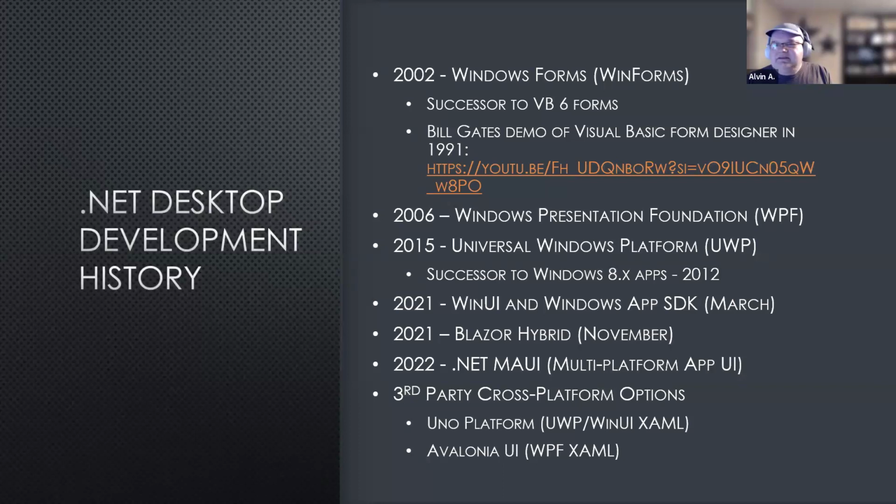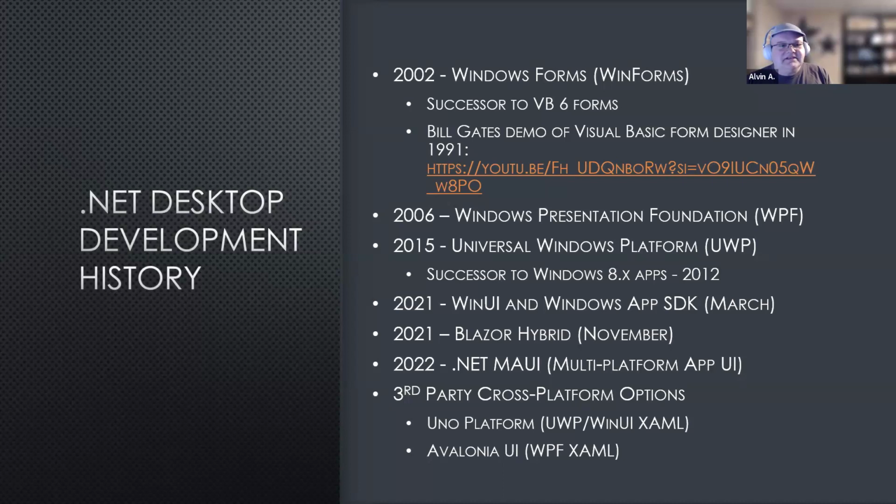Next was 2021. We had a couple of things come out. Early that year, there was WinUI 3 and the Windows App SDK. And then later that year, Blazor Hybrid Apps came out with that .NET release in the fall. And so we'll talk about each of those a little bit. If we have time, we'll go into a Blazor hybrid solution. And also talk about some newer options.